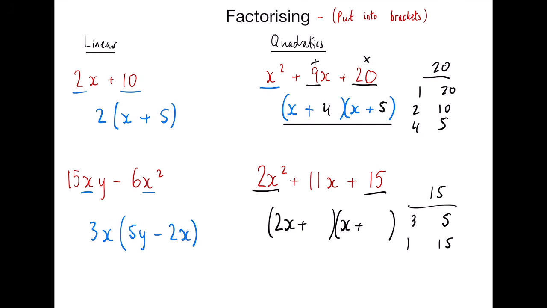In this case, whatever number goes here, when we expand it, is going to be multiplied by the 2. So we have to take that into account. So in this case, it's going to be the 3 goes there and the 5 goes there. Because when we expand that part of it, it's going to become 6x, and this one is going to be 5x, which when we add those together, makes 11x.